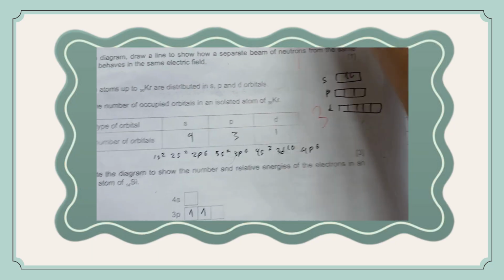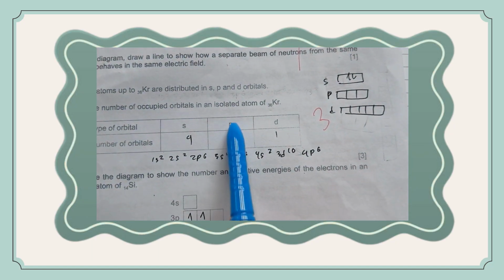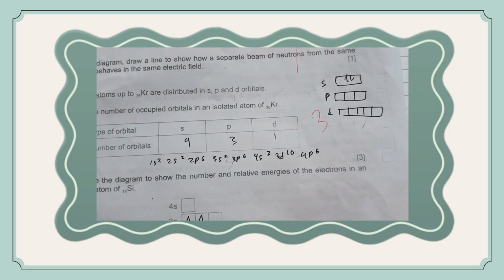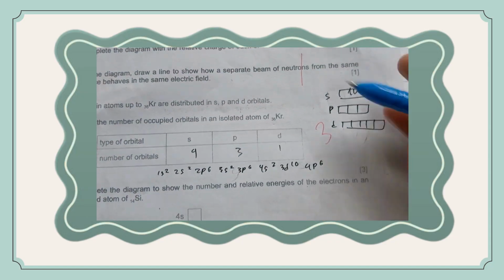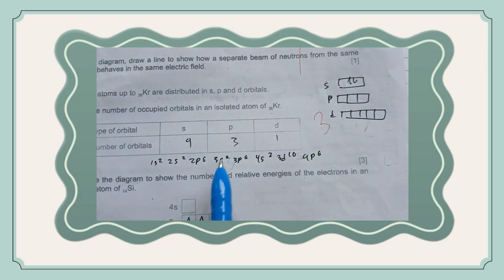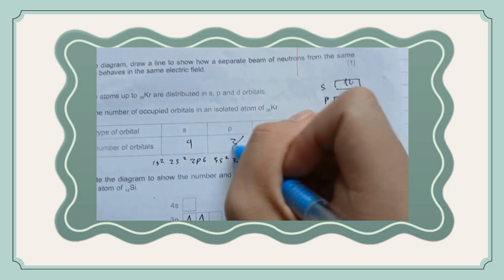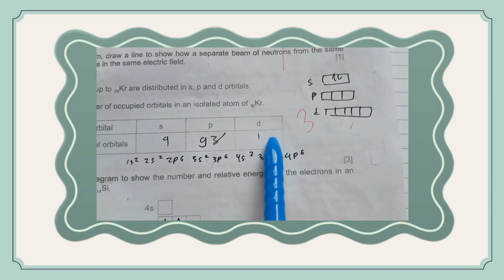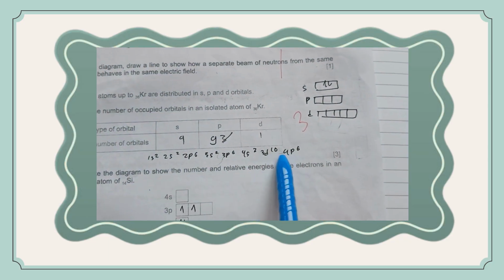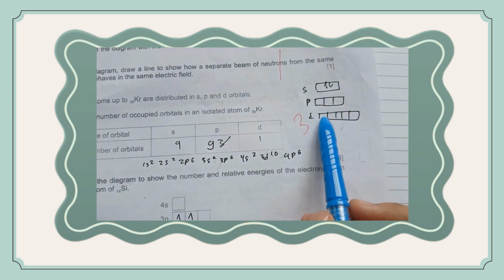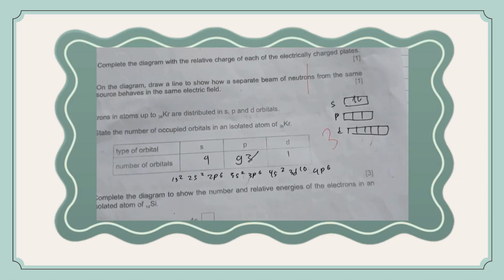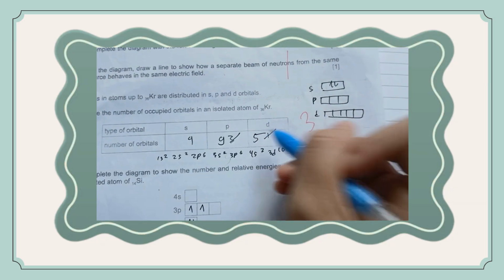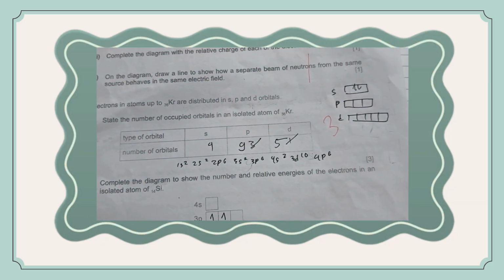And then we got orbital P, 1, 2, and 3, and that is all full, so we got 3 in here times 3, we got 9. So this is supposed to be 9. Okay, and then we have orbital D, and orbital D has 1, 2, 3, 4, 5, all full because it's 10. That's why orbital D has 5. That is the right answer.